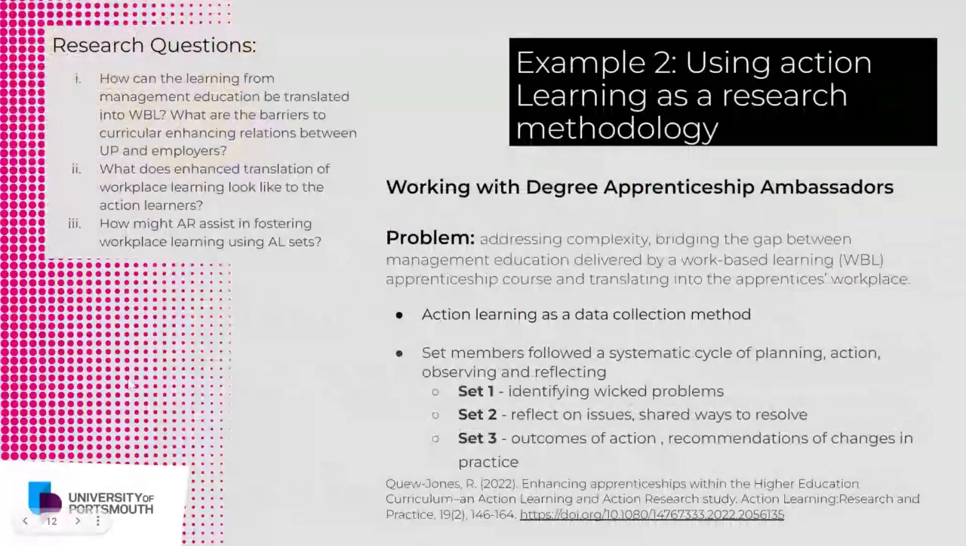Another example was from my research. I use action learning as a research methodology. Here I was working with degree apprenticeship ambassadors, who I would refer to as the organisers of apprenticeships within organisations. So they were the leads. We started to take a look into this because degree apprenticeship was quite new at that point, and it was really complex. It's always historically been very complex to work with other organisations within higher education. But how are we going to bridge those gaps between management education and work-based learning as well?